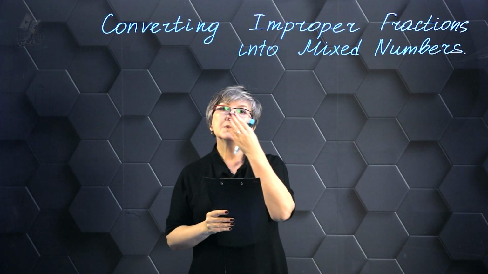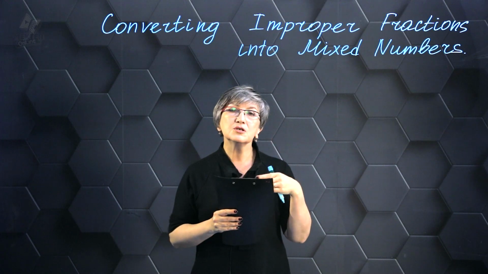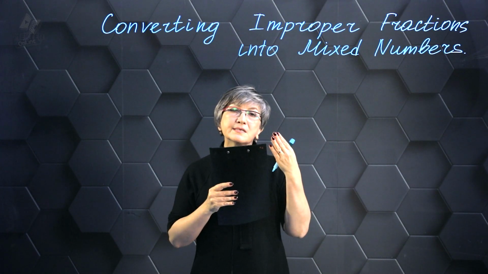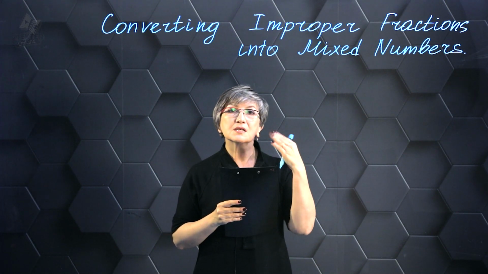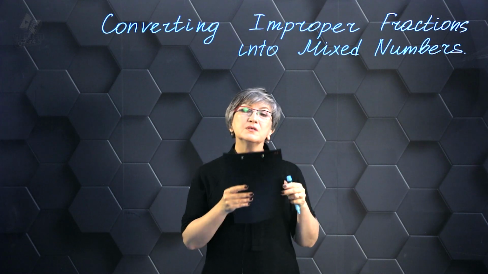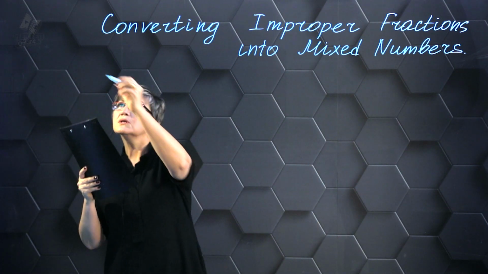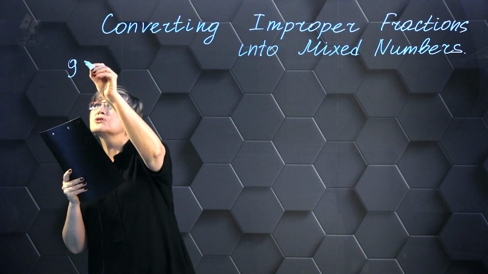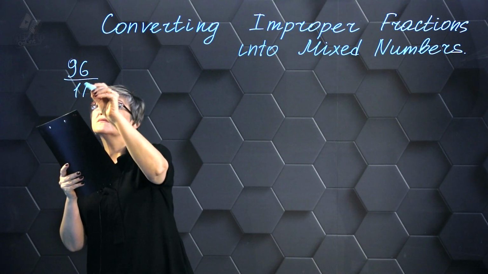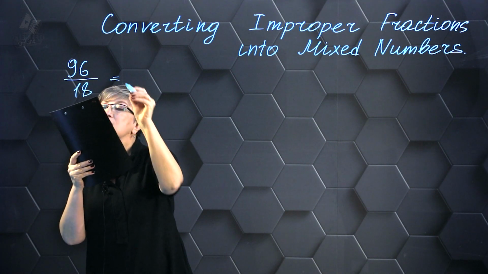But when we look at it now, you'll see that it's actually more rational, more convenient to first simplify this fraction and then extract the whole part. That's the kind of example we have here. 96/18, and we need to extract the whole part. What do we do in this case?